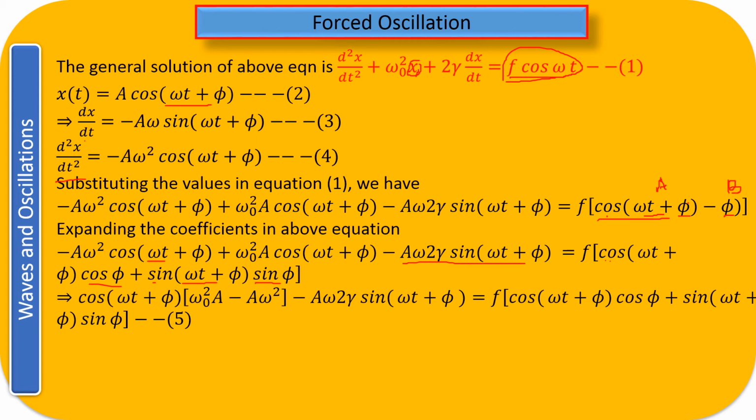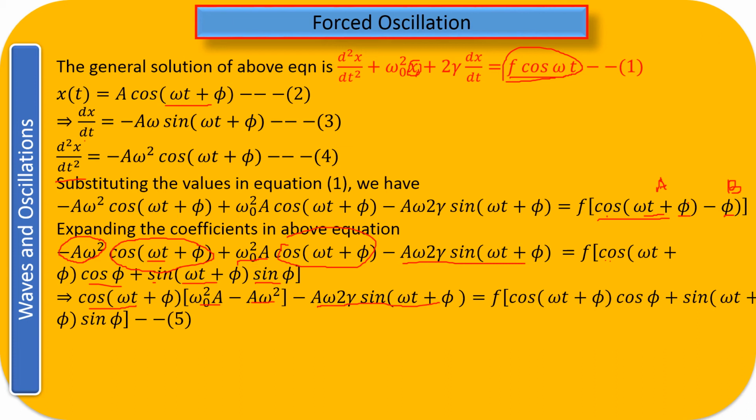Now on the left hand side of this equation, cos omega t plus phi I have taken common. Wherever you have it, you take it common. So what I am getting is one term, minus a omega square, written over here along with cos omega t plus phi. Here you have plus omega naught square a, which I have written over here. This I have written as it is, minus 2 a omega gamma sin omega t plus phi, as it is.